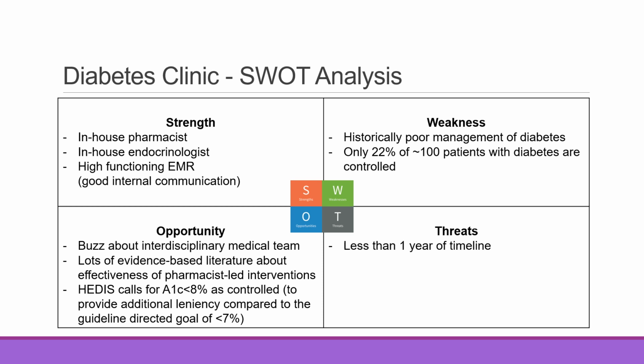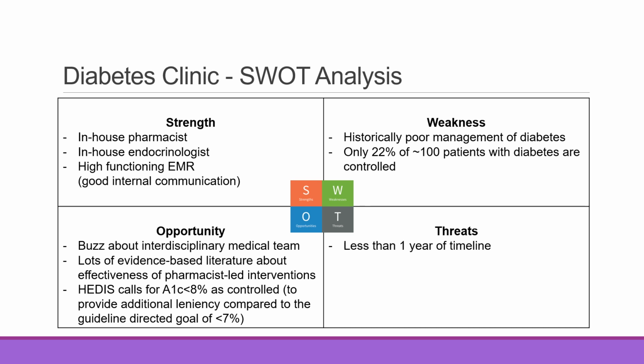The weakness is historically poor management of diabetes, and this is basically what caused us to be in this trouble at this moment. We only have 22% of about 100% of patients with diabetes who are controlled, and we need to improve that by triple or quadruple.